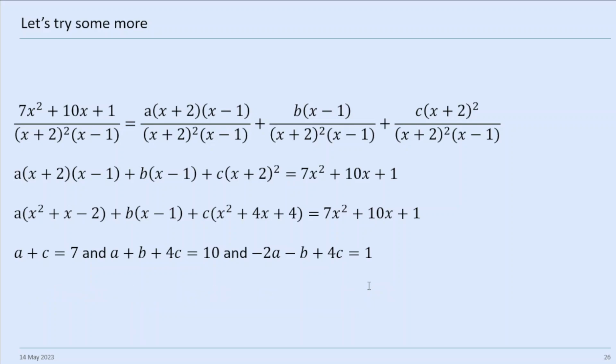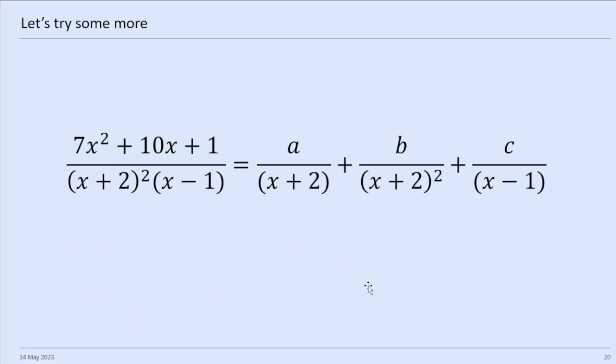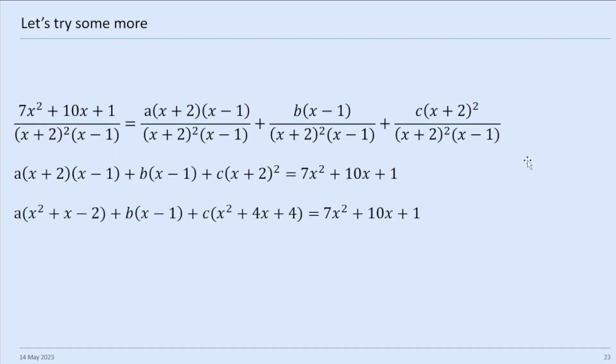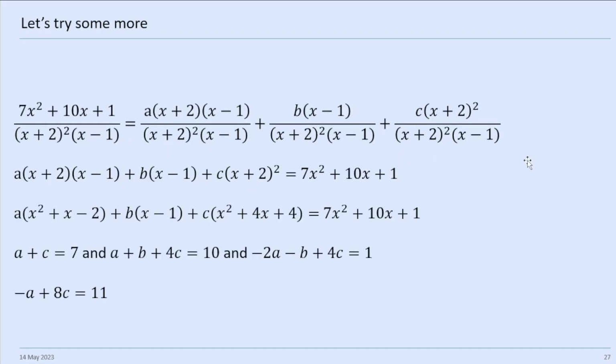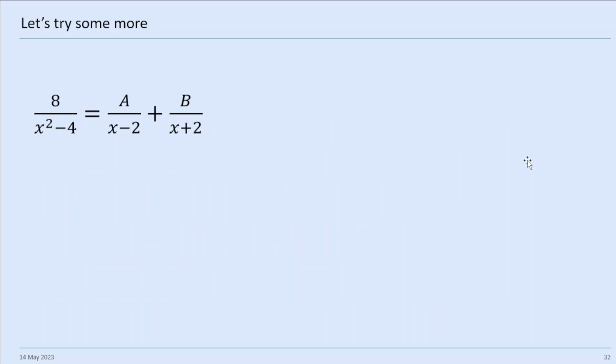So when we go back to this, we get 5 here, minus 3 over x plus 2 squared, plus 2 over the last factor. I think I remember that correctly. There we go. A equals 5, b equals minus 3, c equals 2.